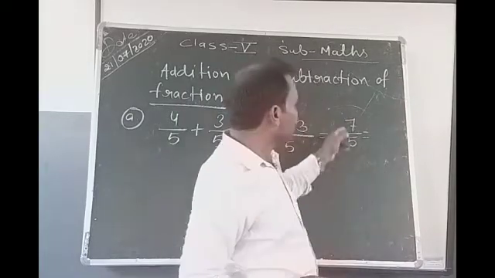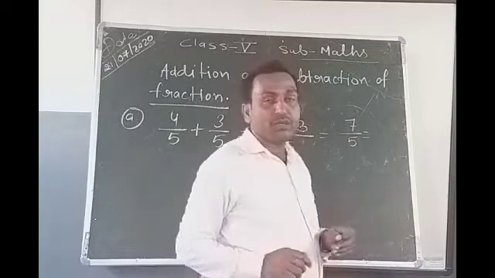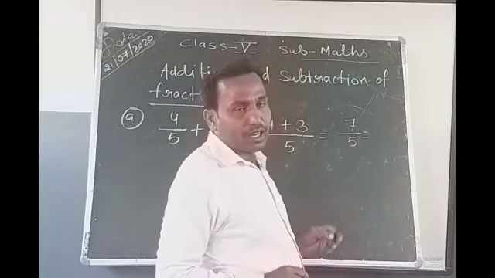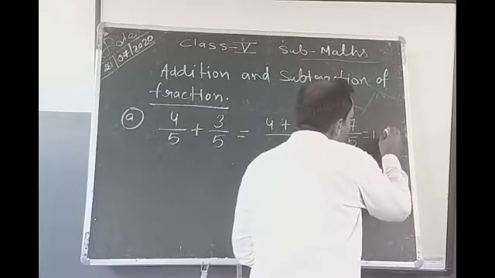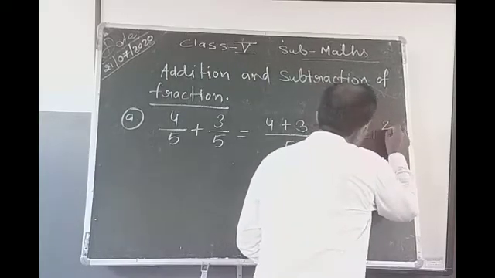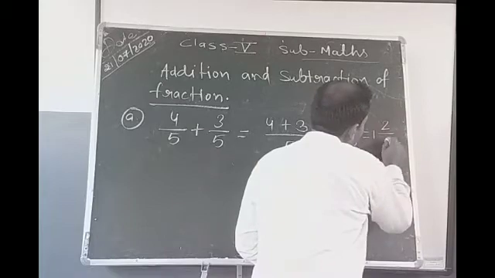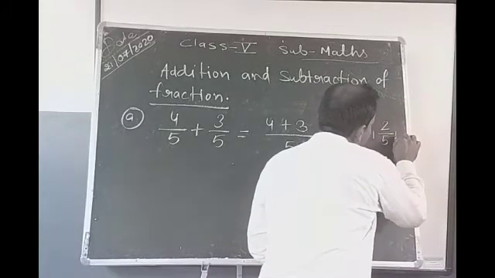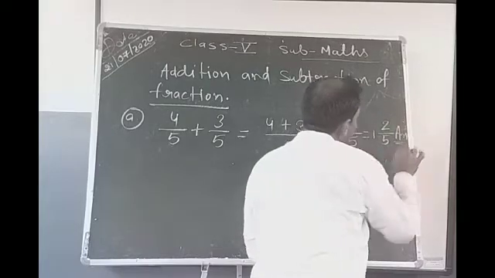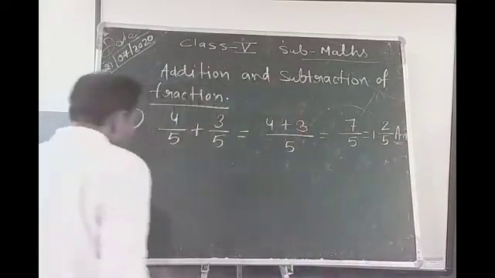So you divide 7 by 5. Then what is the answer coming? The quotient is 1, so you write 1. And the remainder is 2. And the denominator is 5. So the answer is 1 whole 2 by 5. This is the answer. Okay. Second, one more question here.